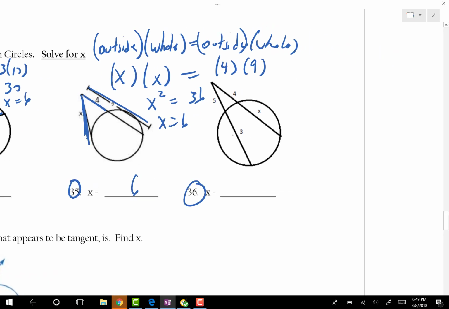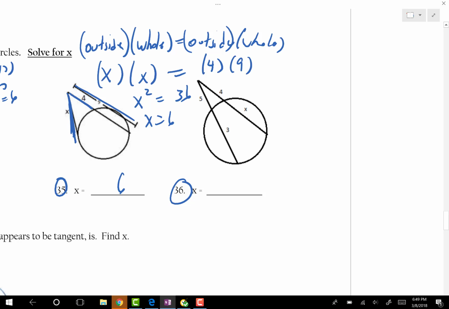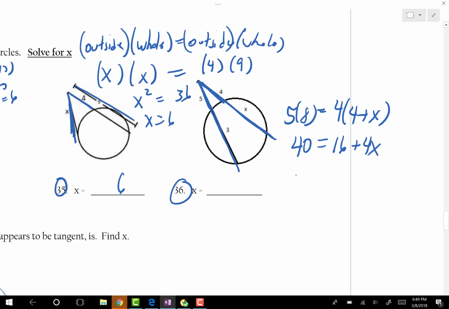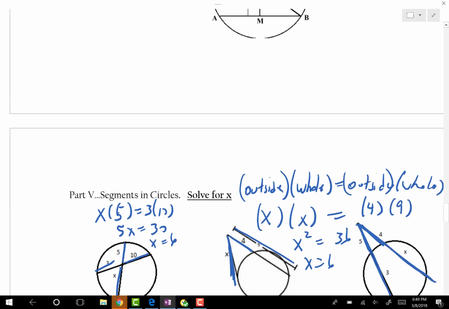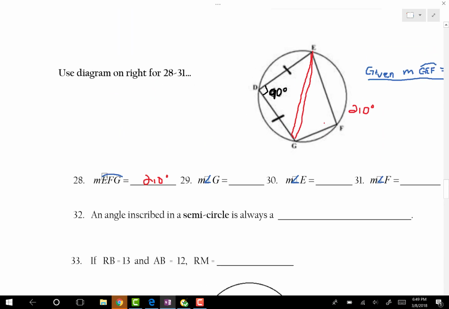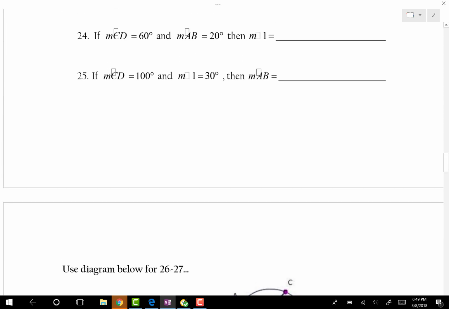And then for this one, we're doing the same outside times whole equals outside times whole. So for this piece, the 5 is the outside piece and 8 is the entire thing. And then for this piece 4 is the outside, and 4 plus x is the entire thing. So we get 40 equals 16 plus 4x, so 24 equals 4x, so x is 6 for that one. I think all the rest of it is older, so I'll stop it there for now.